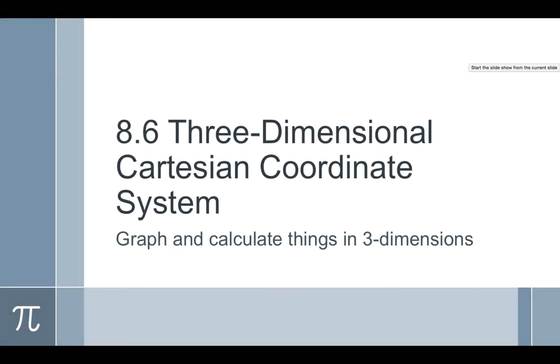All right, welcome ladies and gentlemen to the last section of chapter 8. This is the three-dimensional Cartesian coordinate system. If you haven't seen this word yet, the word Cartesian, you should have seen it by now, it just means our normal x, y, z's, and all that sort of fun stuff. It's just named after a guy named Rene Descartes. He just gets his name tagged on there.